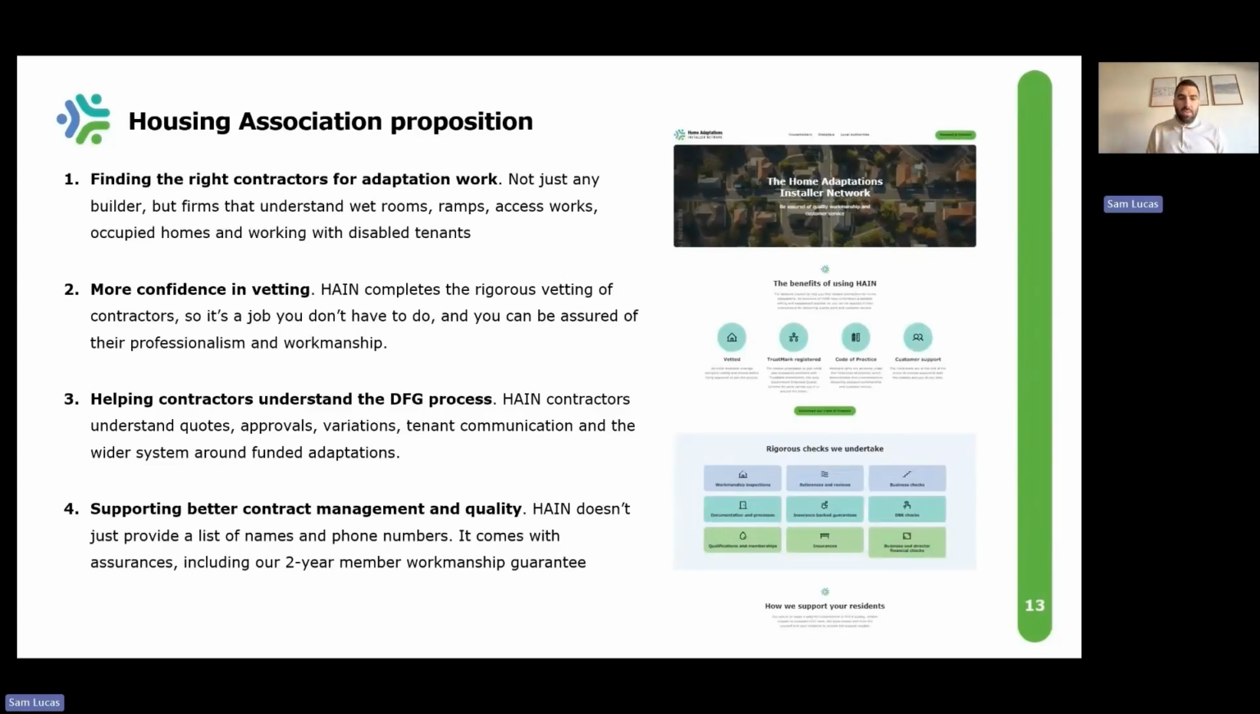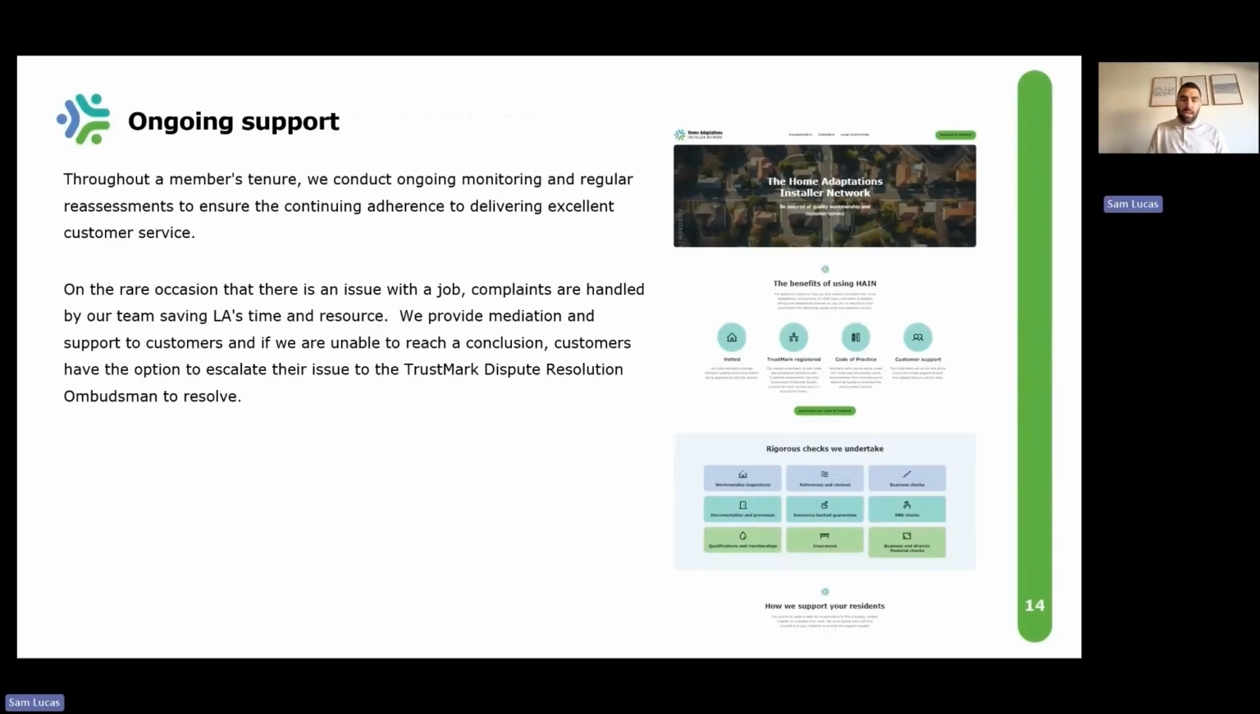Number 4, they're supporting better contract management and quality. So we're not just providing a yellow pages of contractors, not just a list of names and phone numbers. We're providing assurances, including the fact that every member is going to provide a 2-year workmanship guarantee on all work they carry out. And we're not just here to provide contractors, we're also here for ongoing support. So throughout our members' tenure with us, like I said, we conduct regular monitoring and reassessment, and our team is always on hand to help.